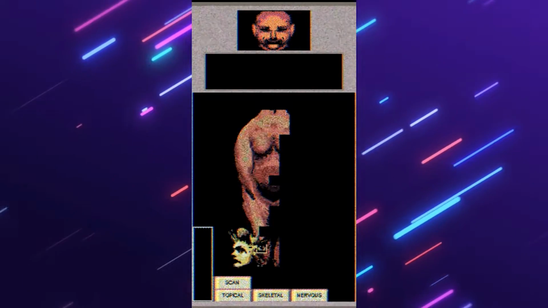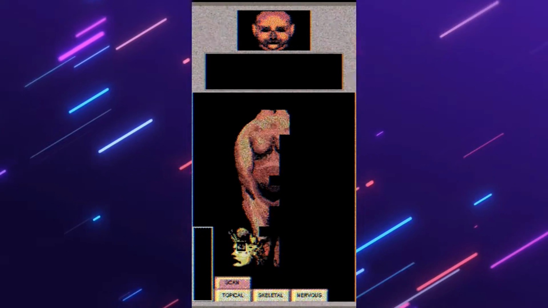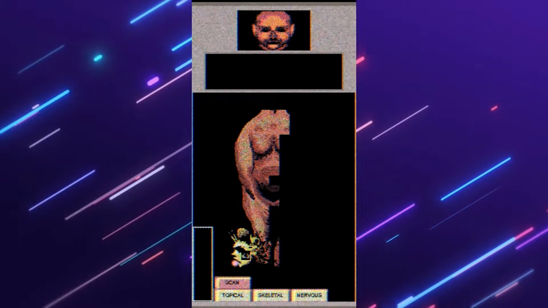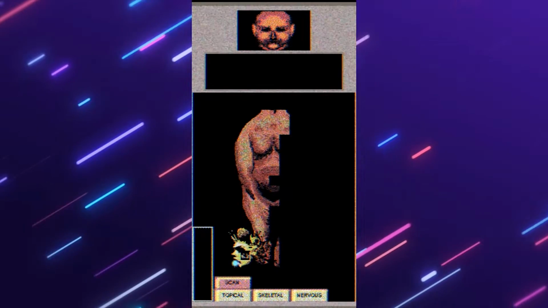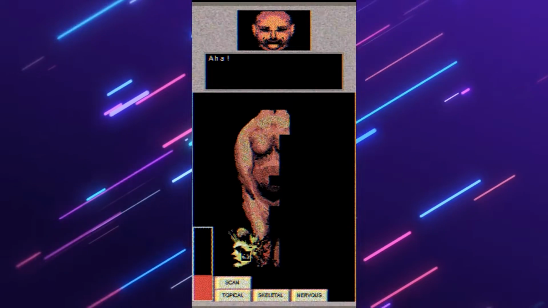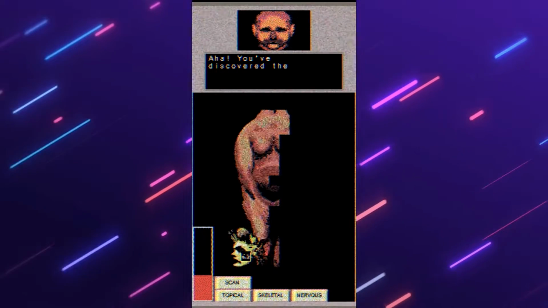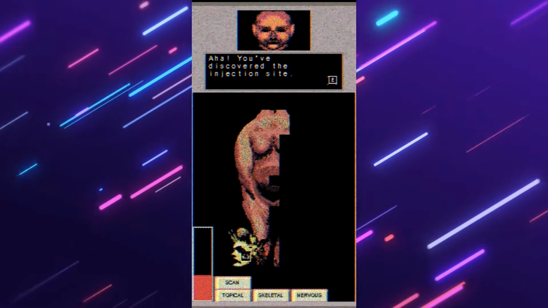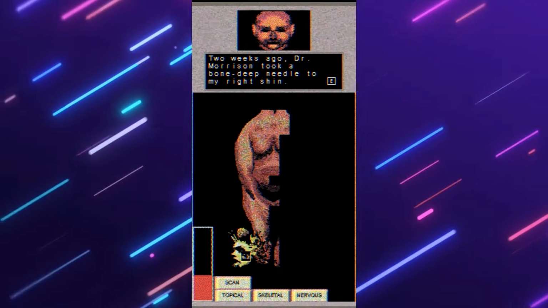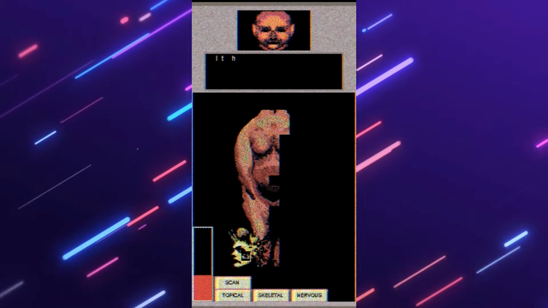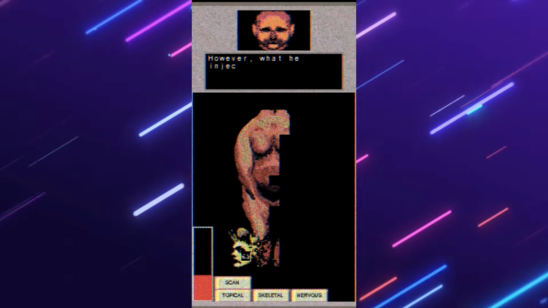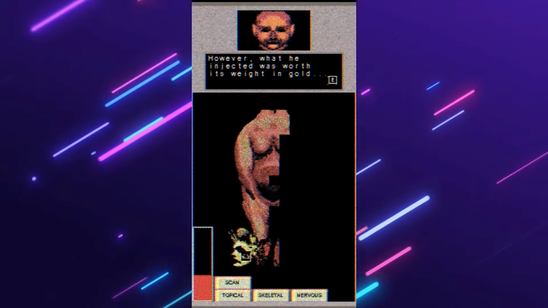The test subject tells us that Dr. Morrison injected a bone-deep needle to his right shin. He mentions that what he injected was worth its weight in gold, and confirms that it's a successful PTB flowering. He goes on to ask, "What's that? It looks like a face?" and talks about how the PTB organism is a psychical organism. Its physical form draws from a shared pool of each flowered member's traumas, fears, and dreams.